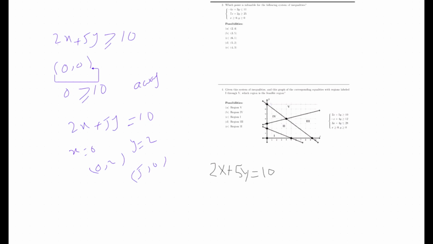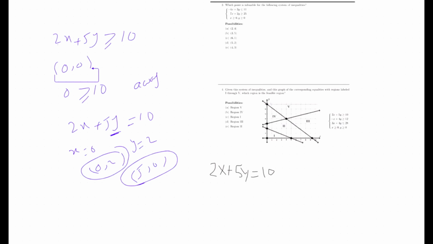If you plug in x equals 0, you would get y equals 2. It means 0, 2 is the point. And if you plug in y equals 0, you would get x equals 5, means 5, 0 is the point. Okay, so you plug in a 0 for x to get y equals 2, and then 0 for y to get x equals 5. Yes. Okay, got it.